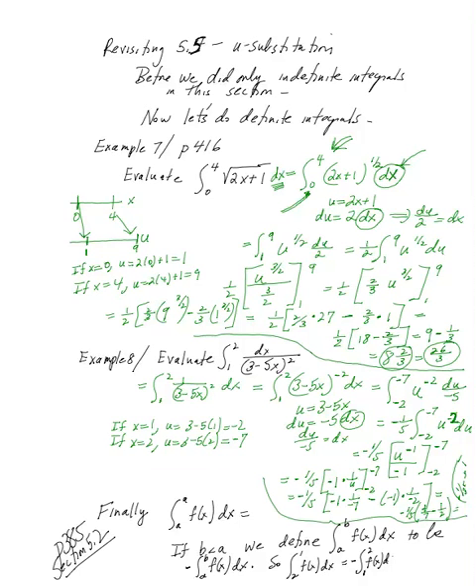Since we're changing the numbers a, b to u values from the original x values, we just plug in those new values for u. We don't change back to x.